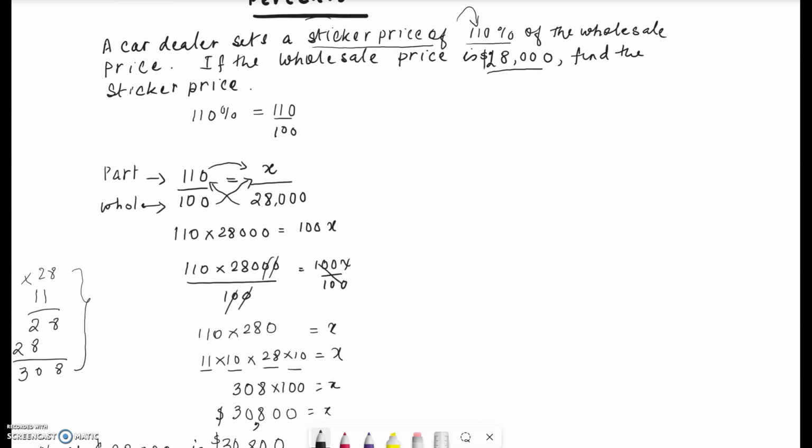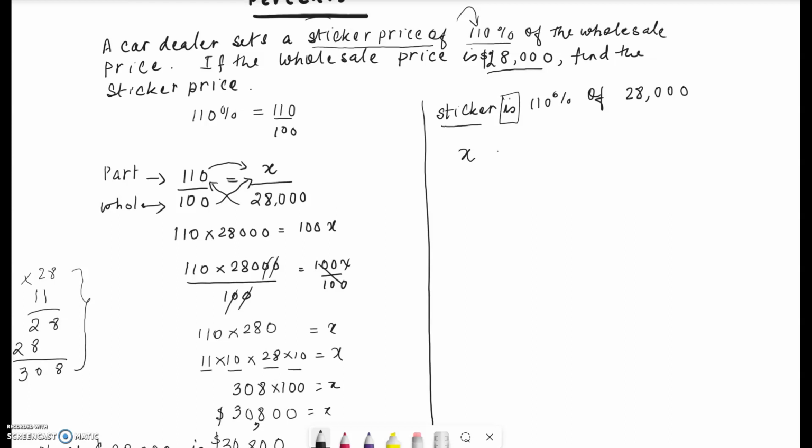Now let's solve this equation in a slightly different way. So sticker price is 110% of the wholesale price, which is 28,000. We can set up the equation using this sentence. Sticker price is what we're trying to figure out, so we call it x is equal to 110 over 100 of, which is times 28,000.